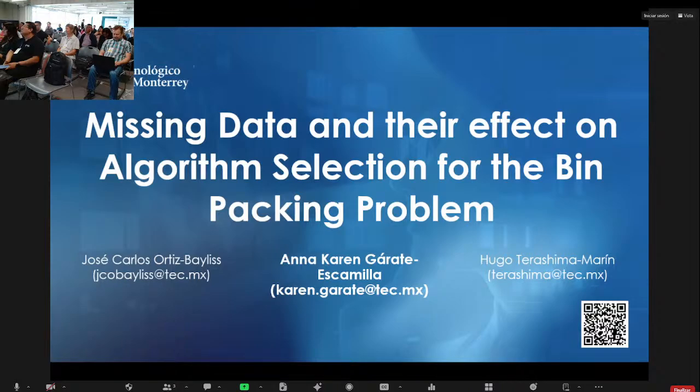Hey everyone, my name is Ana Karen Garate Escamilla, and I'm honored to be here with you to discuss an important topic in the field of optimization, that is the missing data and their effect on algorithm selection for the bin packing problem. This work has been done by Jose Carlos Ortiz Baylis, Hugo Terashima Marin, and myself.